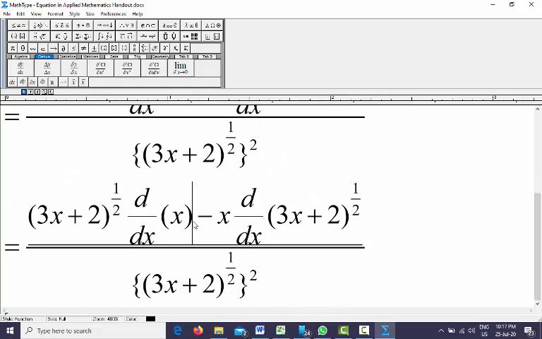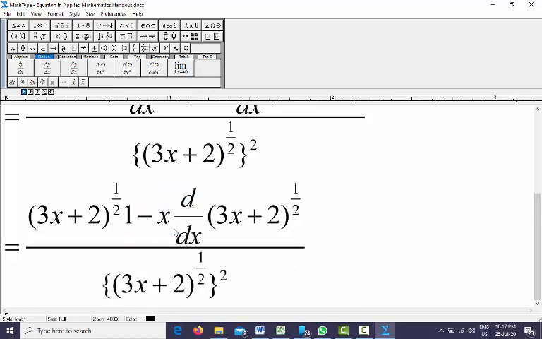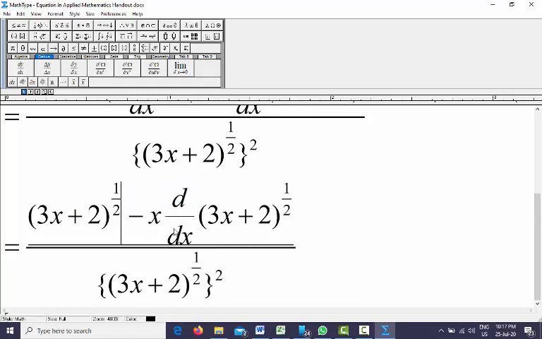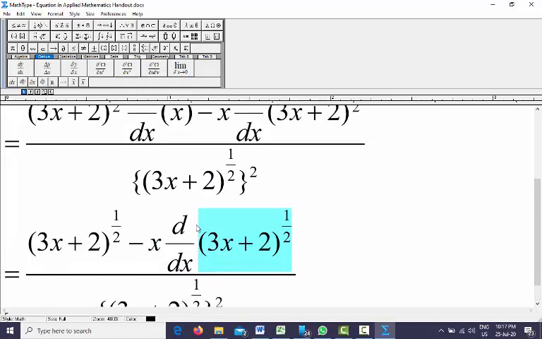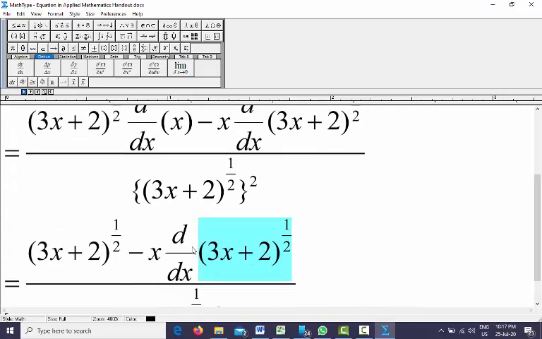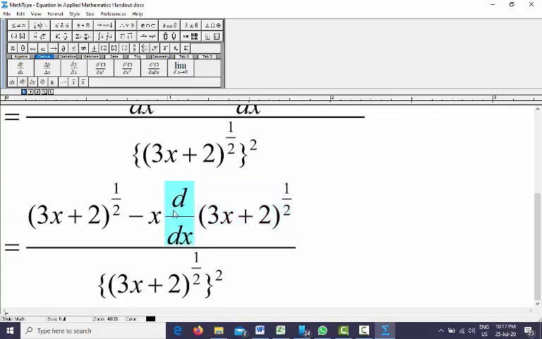We already know that differentiation of x with respect to x is only 1. So multiplied by 1, you don't have to write it. So this x is behind d by dx, you don't have to worry about that. We will only do differentiation of this one now, so this d by dx will no longer be there.